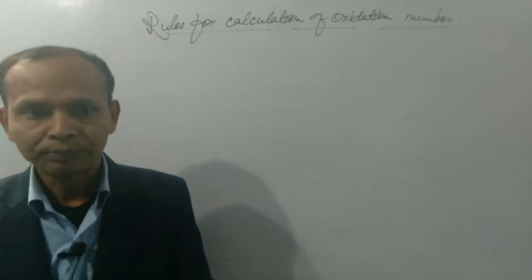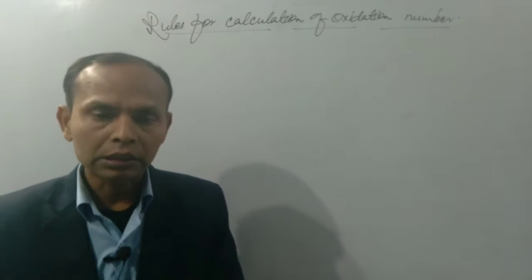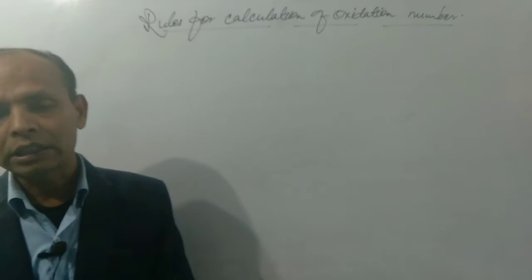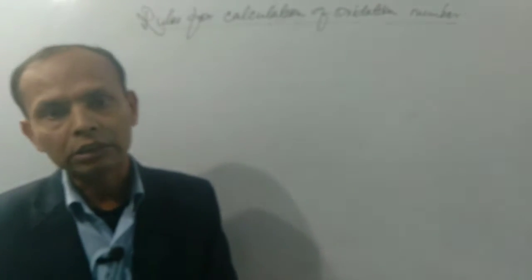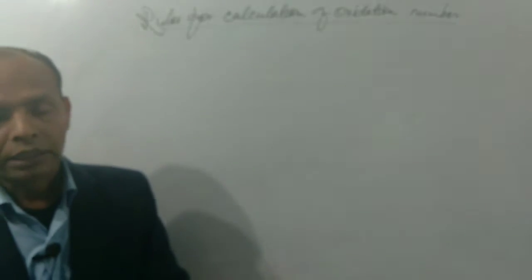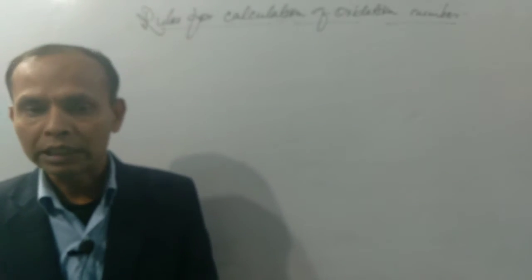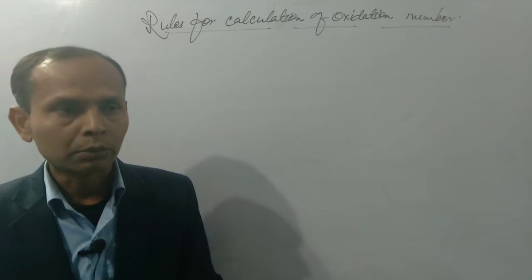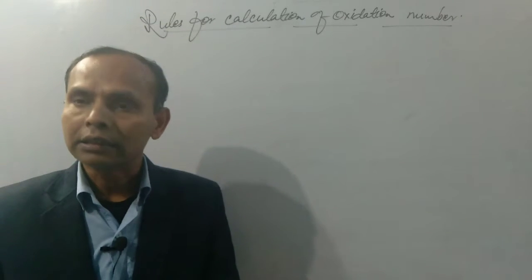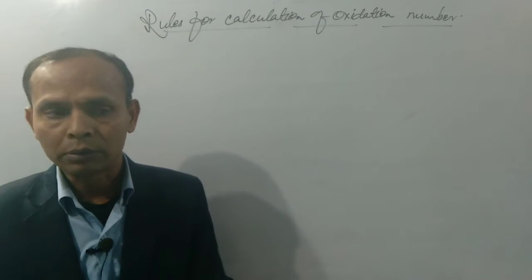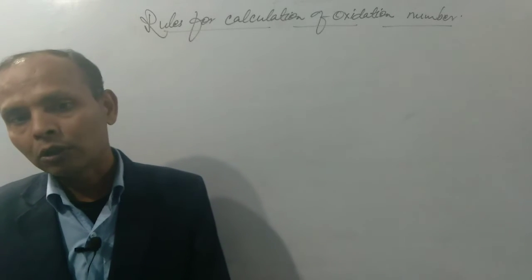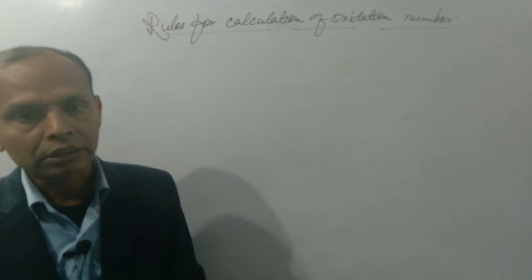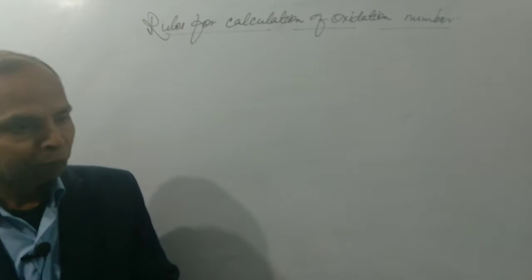a molecule. The first rule tells us that in free state the oxidation number of any element is found to be 0. It means in free state, like sodium, potassium, calcium, hydrogen, chlorine, bromine, iodine, either in the form of diatomic or triatomic, the oxidation number of all the elements is found to be 0. This is one of the rules.